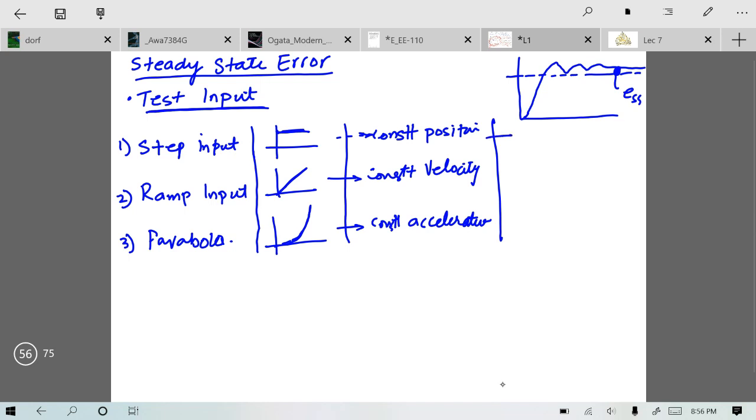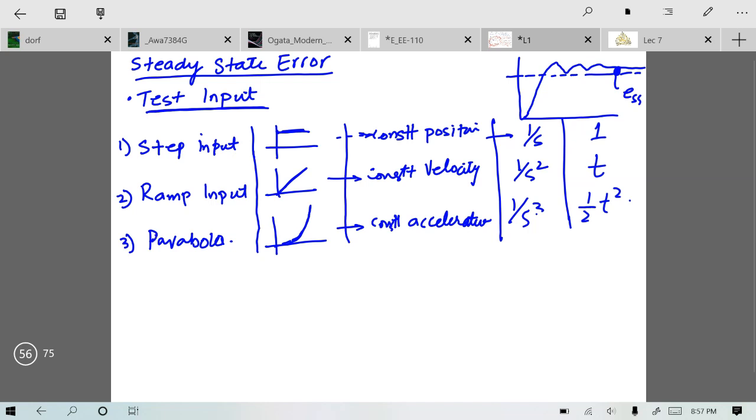The Laplace transform, as you already know, for a step is 1 over s. The Laplace transform for the ramp input is 1 over s square, and for the parabola it is 1 over s cube. These are the s domain notations for all these test inputs. In the time domain, these can be interpreted as 1, t, and t square over 2.